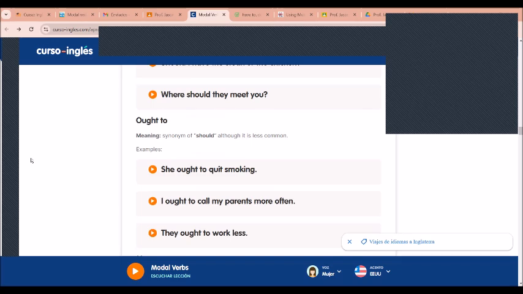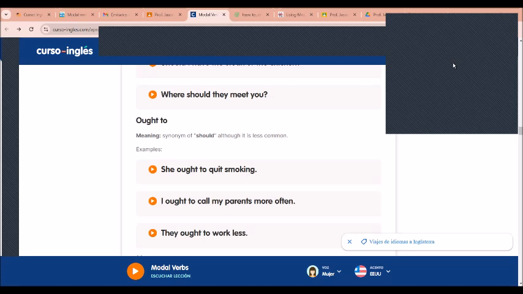is like should and is expressing something similar. We're thinking about recommendations or suggestions. All right. Now, let's dive in a little bit deeper. Dana. Ought to, meaning a synonym of should, although it is less common.